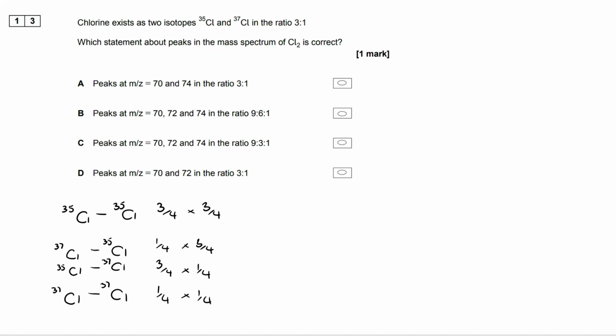We can then do the maths here, and we can see when we take ourselves into sixteenths, we've got a 9/16, 6/16, and 1/16. And that takes us to B.